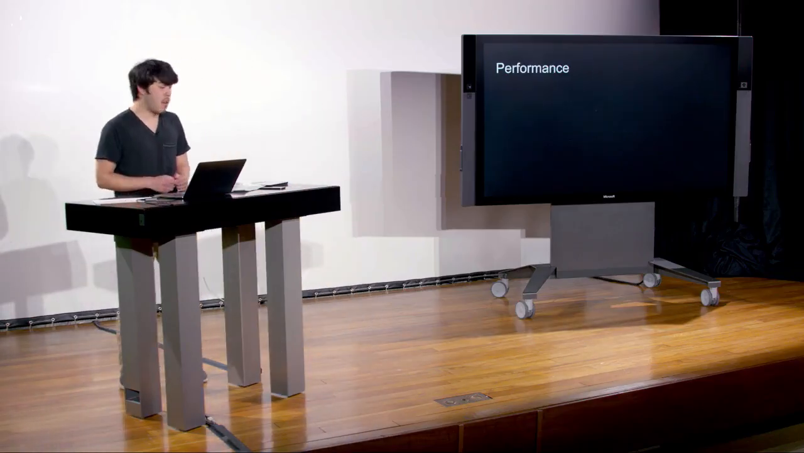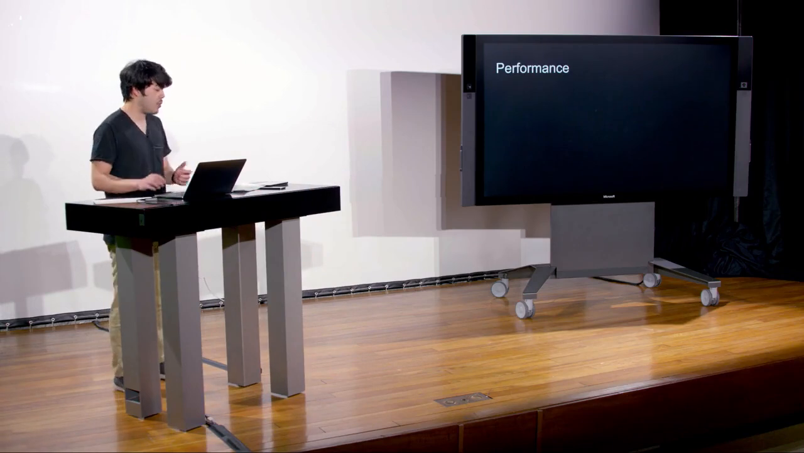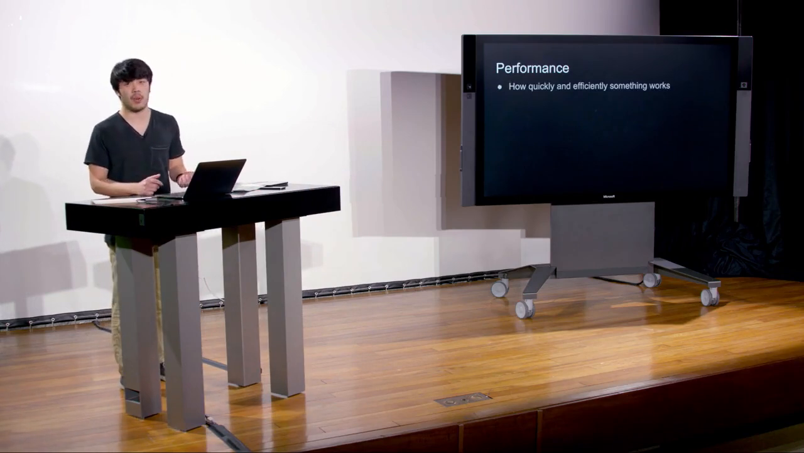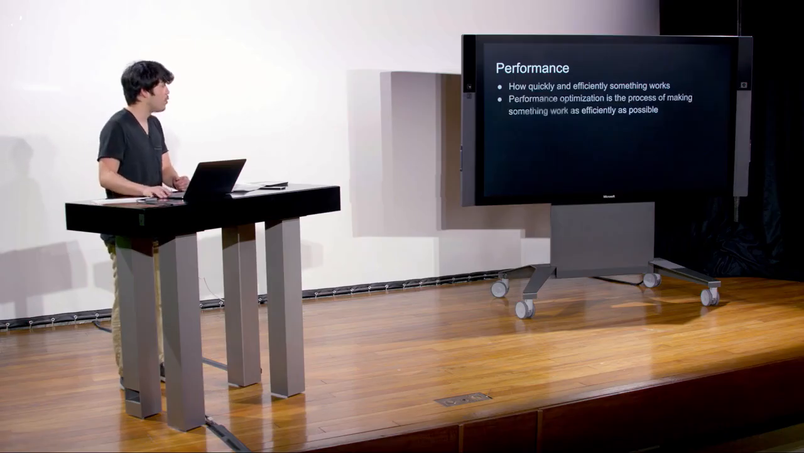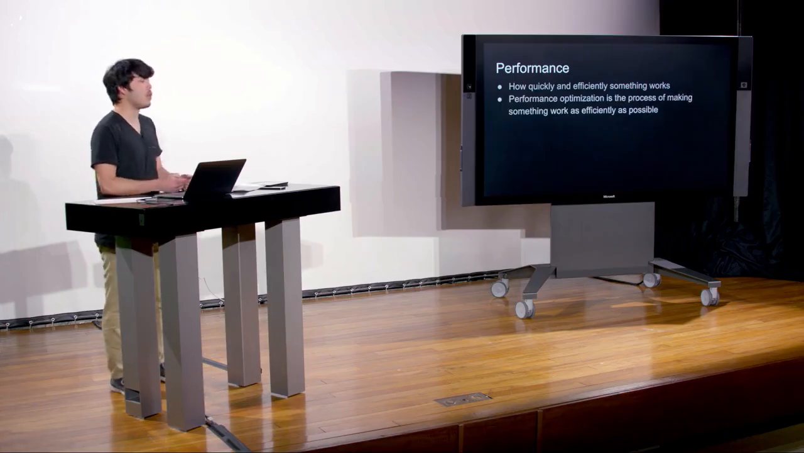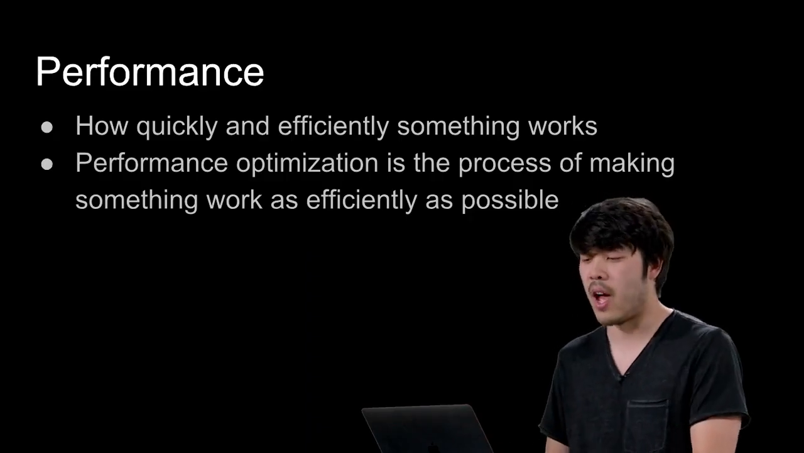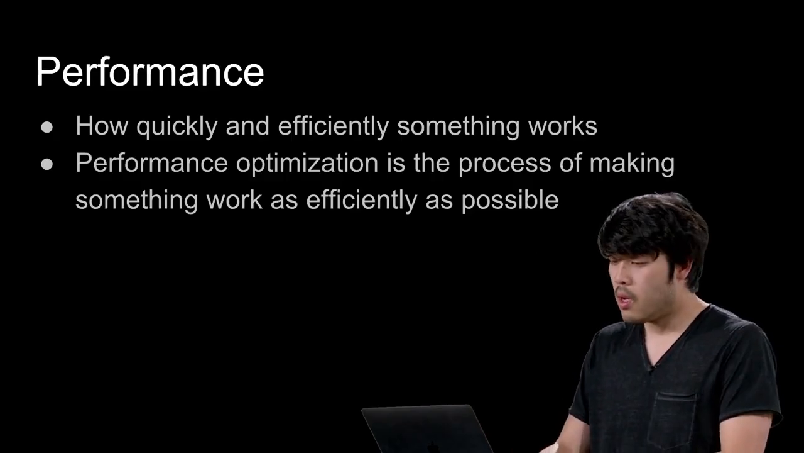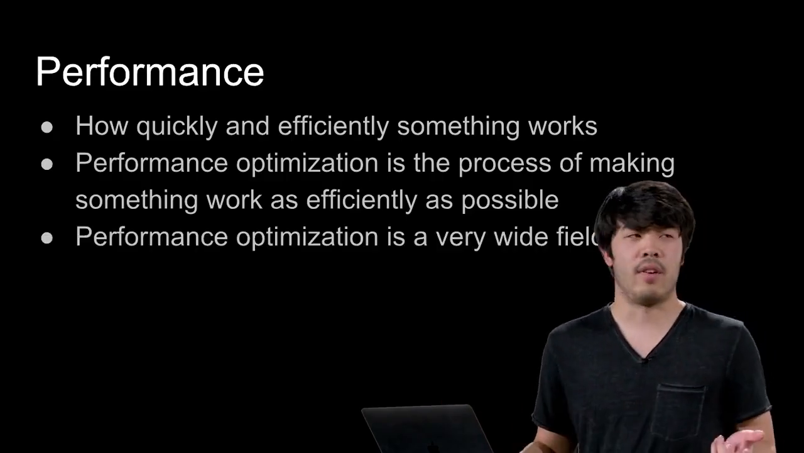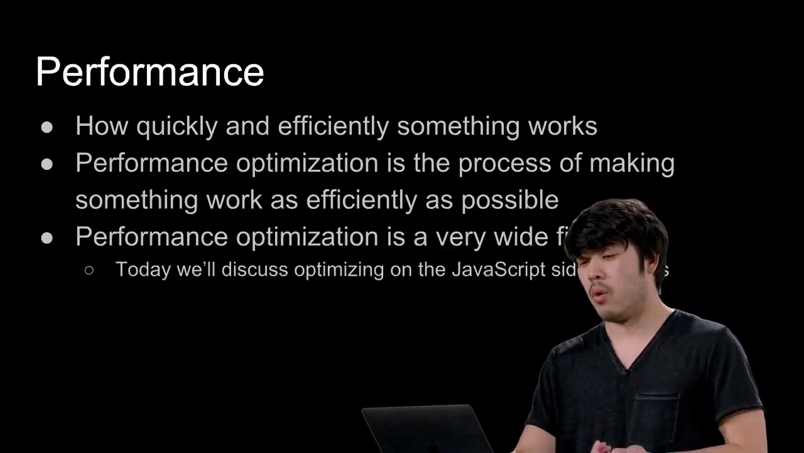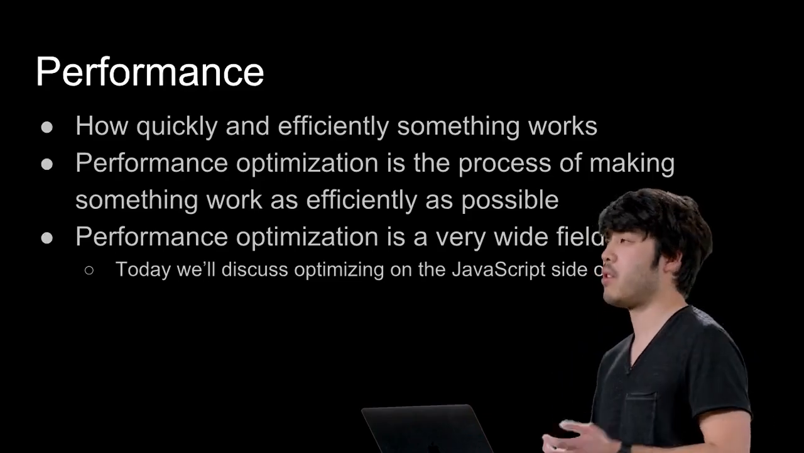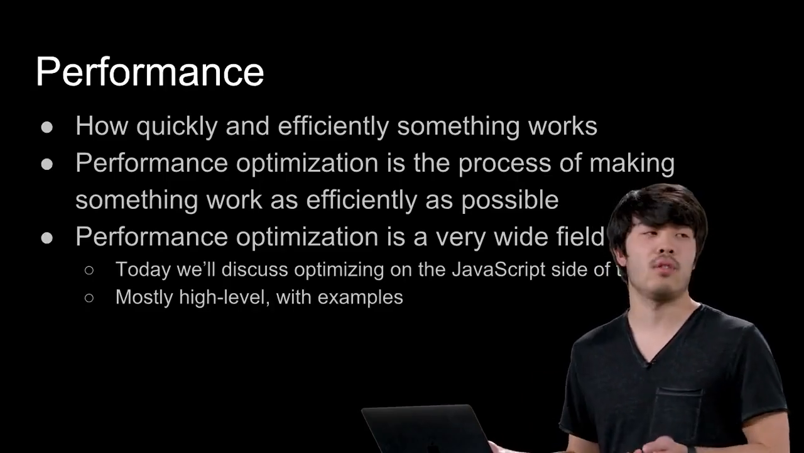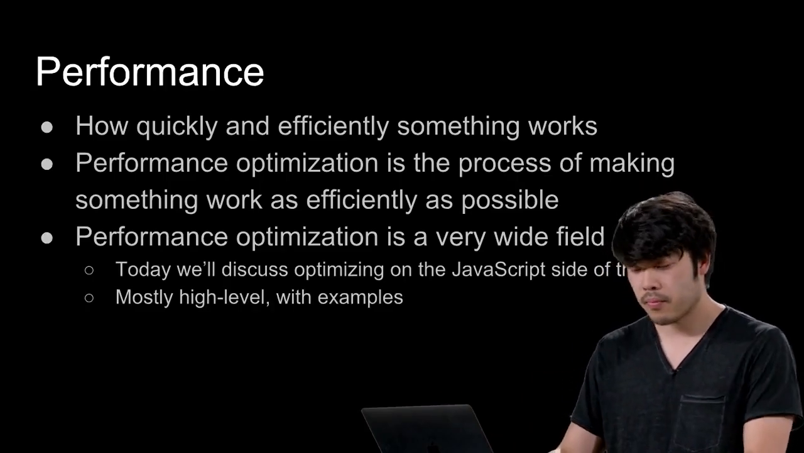So this week we'll be talking about performance. And so what exactly is performance? Performance is how quickly or how efficiently something works. And if we want to make that better, we can do what's called performance optimization. And by doing that, we can make something work as efficiently as possible. Performance optimization is actually a very, very wide field, but today we'll only be talking about optimizing the JavaScript side of things. We'll mostly be talking about high-level things with a few examples along the way.